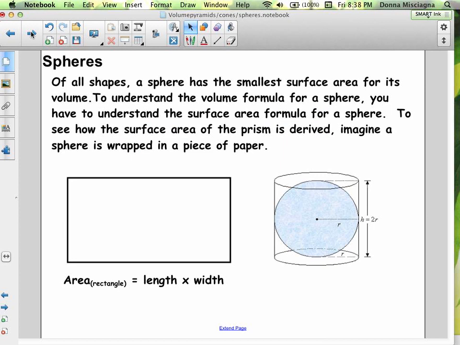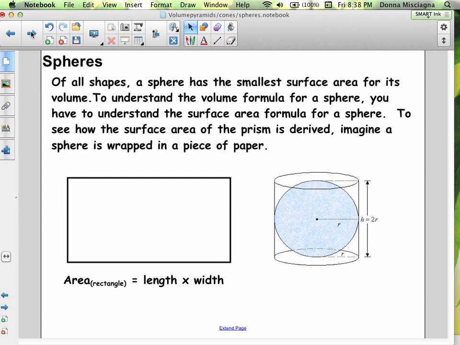But if it wouldn't roll away, it would be great, and it doesn't stack very well either. So other than those two problems, it would make a great packing container. You'd save some money on materials. So to understand the volume formula for a sphere, you have to understand the surface area formula for a sphere.